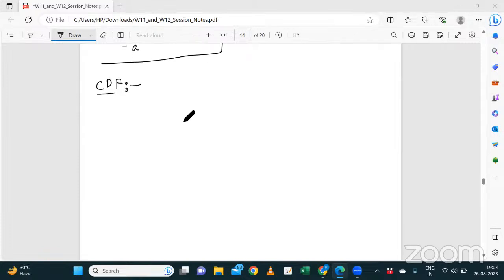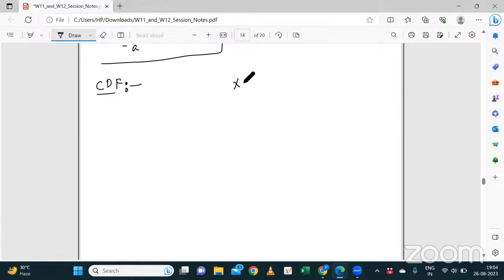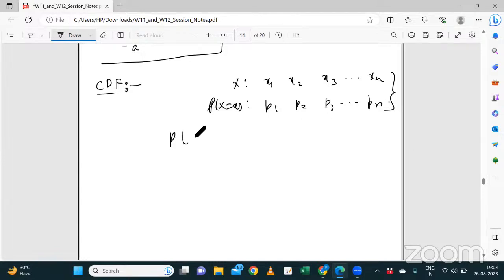Let me start with the discrete. Suppose x is taking some values x1, x2, x3, and so on, say xn, and the probabilities of x equal to each value are p1, p2, p3, pn. I will introduce this through the discrete and then move to the continuous. Now suppose someone asks, what is the probability x is taking value x1? What is the probability x is taking value x3? That might be a question.